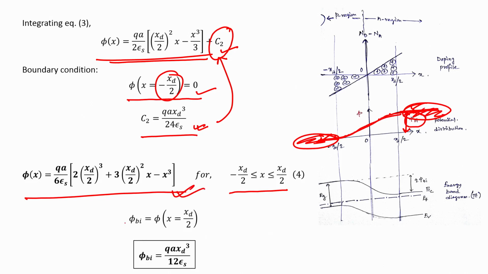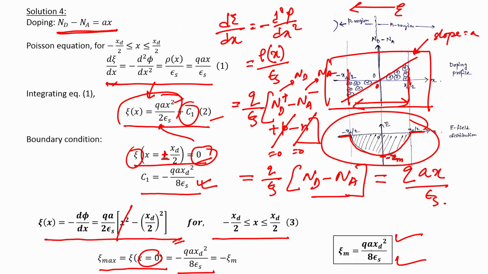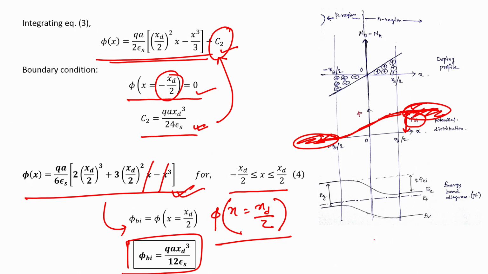So how will you find the built-in potential? You have to plug in x equal to xd by 2. The potential at x equal to xd by 2 will give you the built-in potential. Plugging in x equal to xd by 2 here, you end up with this expression: built-in potential equal to q A xd cube by 12 epsilon s. Just observe that we found the maximum electric field in terms of the depletion width, and we have found the built-in potential in terms of the depletion width again. So the only thing remaining is to find the depletion width.